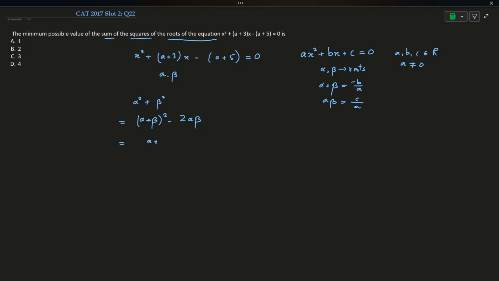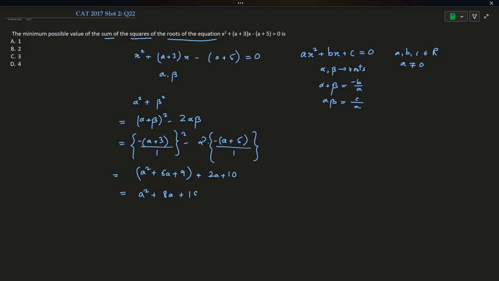So I can say minus (a plus 3) by 1 whole square, right? Minus 2 times alpha beta. Alpha beta is minus (a plus 5) by 1, right? What is c? C is the constant, which is minus (a plus 5). All right. So this can be written as a square plus 6a plus 9, minus and minus will get plus 2a plus 10. So I will have a square plus 8a plus 19.